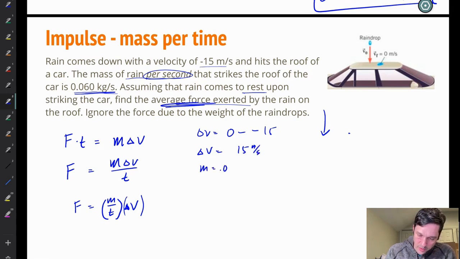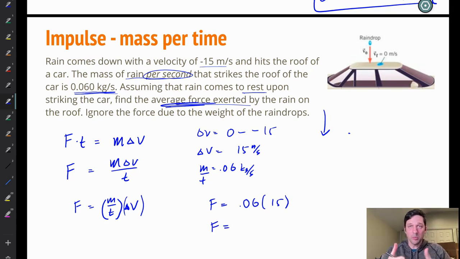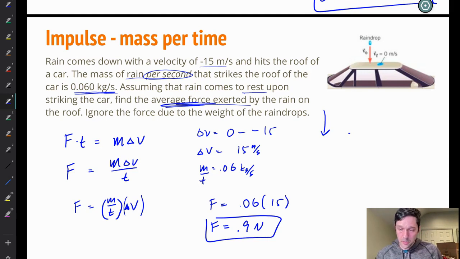The rate of mass per time hitting the roof of the car is 0.06 kilograms per second. And so the force will simply be 0.06 times 15. Of course, it's an upward force. That makes sense. The car is pushing upwards on the raindrops to stop them from falling. And that works out to about a force of 0.9 newtons. Not a ton of force due to the rain pushing down on the top of your car, but certainly a novel way of looking at how to find a force.